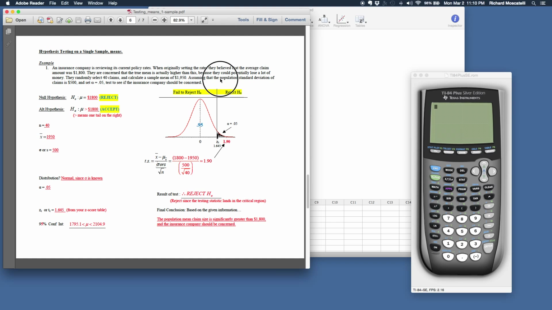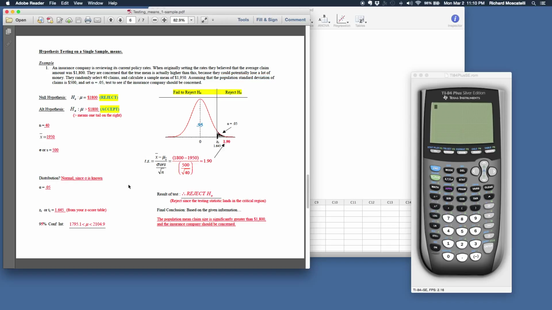This question here on the insurance example was the population standard deviation. So that's sigma, and that's why it says here sigma is used. I bolded it, but I wrote down here distribution. It says normal because sigma is known.